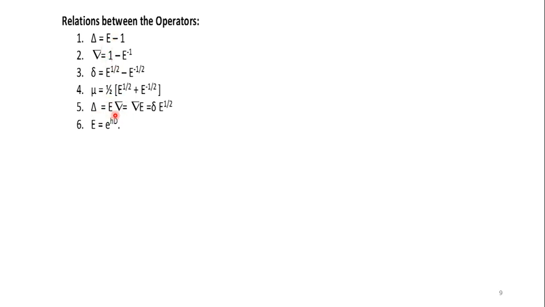So the forward difference equals the backward difference times E, or delta equals nabla into E, and the shifting operator E equals exponential of h into D, where D is the differentiation operator.